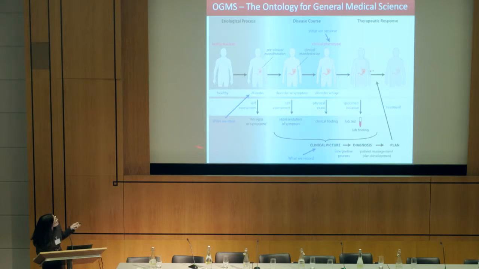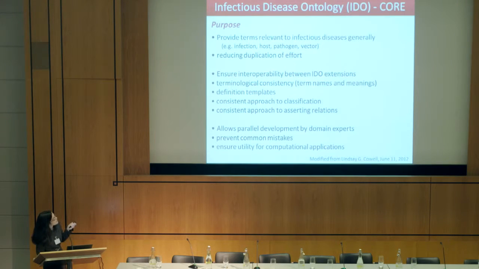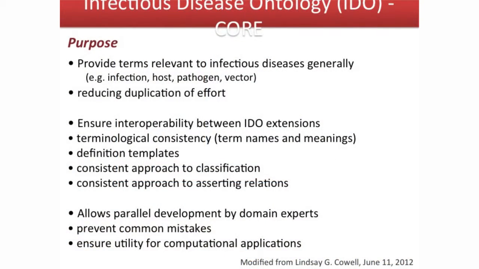In OGMS, the process of each possible disease was defined and described according to shared principles. So the Infectious Disease Ontology used BFO and OGMS as top levels, and then it tried to provide terms relevant to infectious disease generally, like infection, host, pathogen, vector, in order to not have duplicates, and to ensure interoperability between all the IDO extensions.